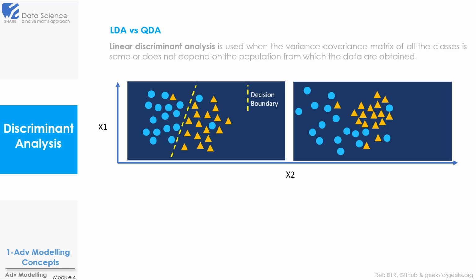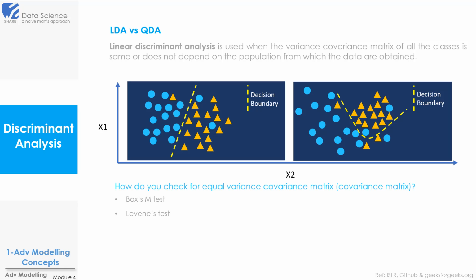Now let's look at the second figure. Here we can see the variance of the data within the two classes is not the same or consistent. Here if we use a linear decision boundary, we will end up with a poor model, because a linear boundary will not be able to discriminate between the two classes. Thus, in such cases, we use a quadratic decision boundary. So that was the difference between LDA and QDA.